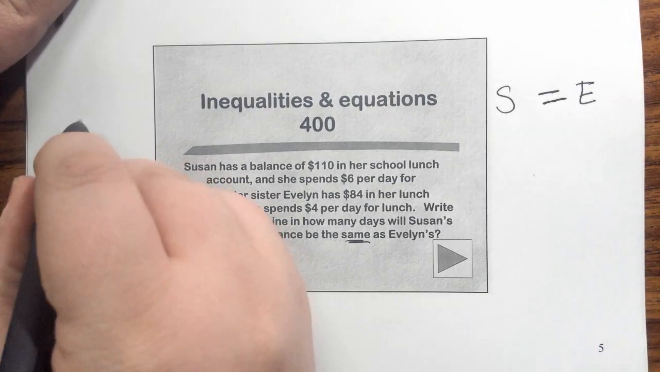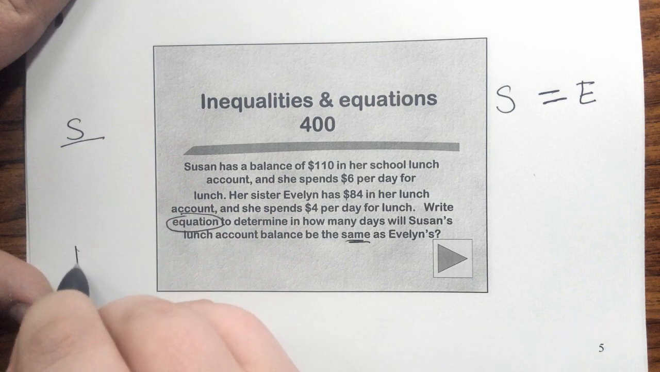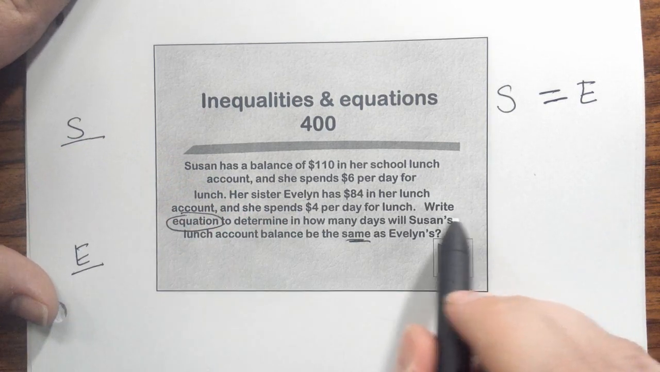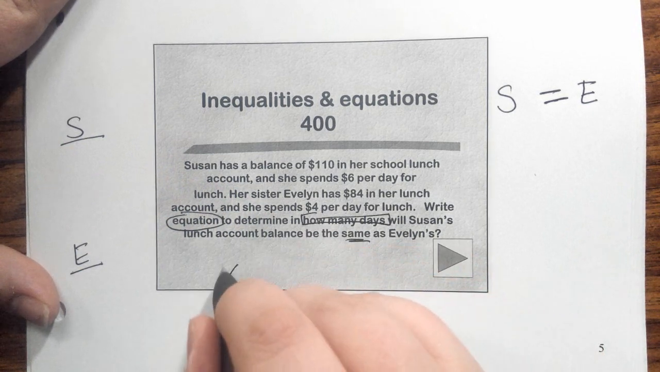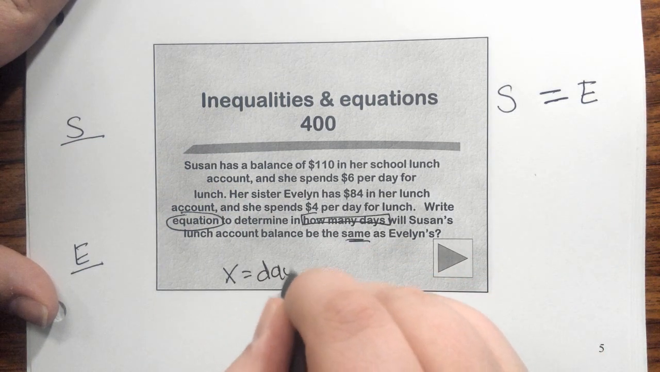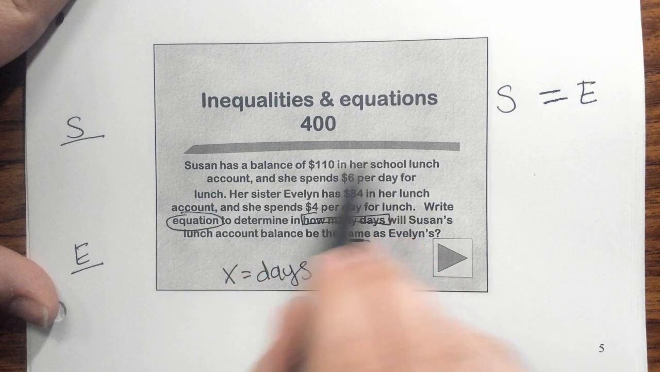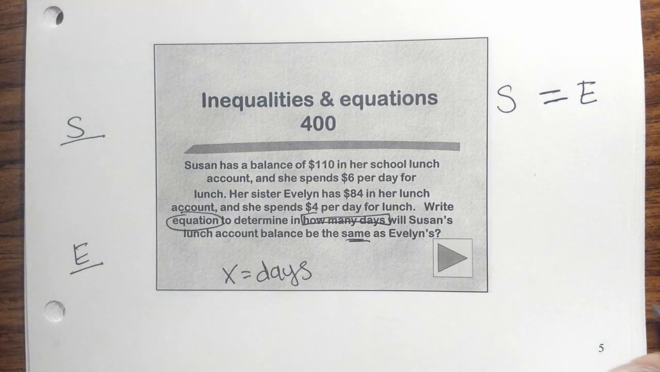So now I just go back and read about Susan's balance and Evelyn's balance. This is to write an equation to determine in how many days. So x represents the days. So everywhere we see something talking about days, we replace it with x.